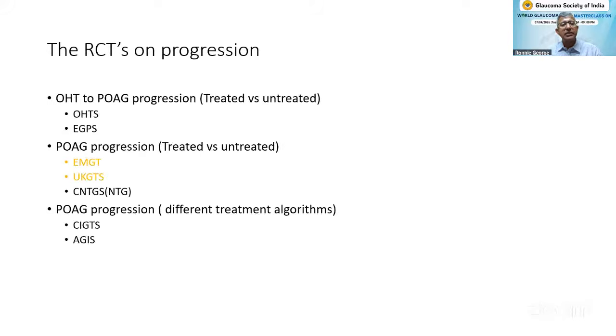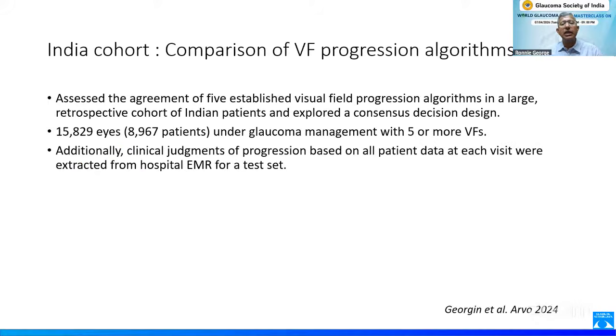These are the RCTs which I'll speak to you about. I will not really include the CNTGS today. I'm also going to talk to you about a couple of clinical cohorts. One of them is an Indian cohort where we looked at about 9,000 patients with 5 or more visual fields to see how they progress.